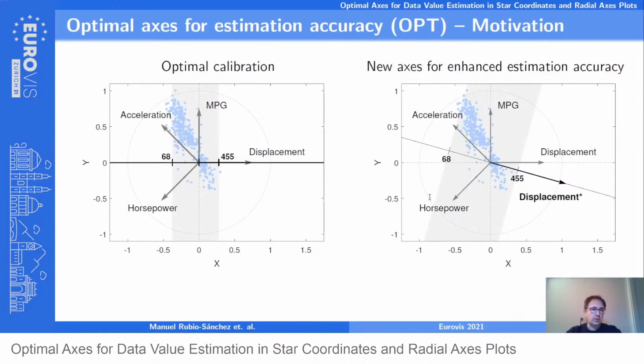Even though the previous calibration approach enhances the estimates considerably, it's possible to find different directions, different axes, that lead to an even increased accuracy when estimating data values. So for example, in the image on the left, we can assume that the values for displacement increase from left to right. But actually, a better direction is this oblique new direction on the right at about negative 20 degrees. So we propose using these new alternative axes, and we've analyzed them in great depth in the paper.